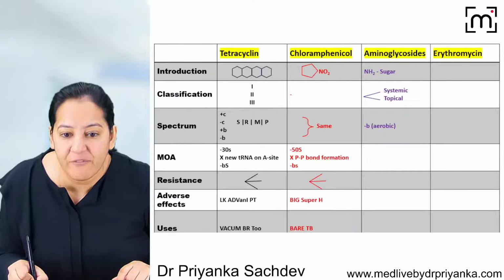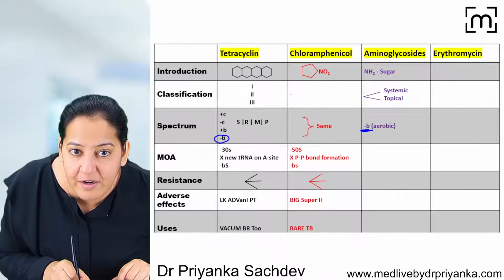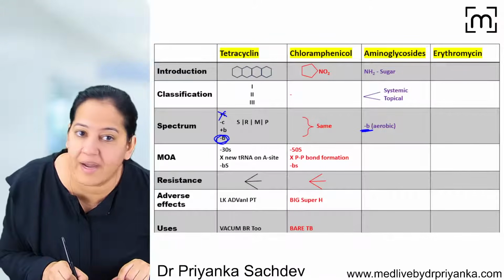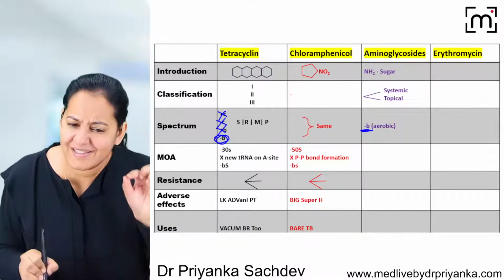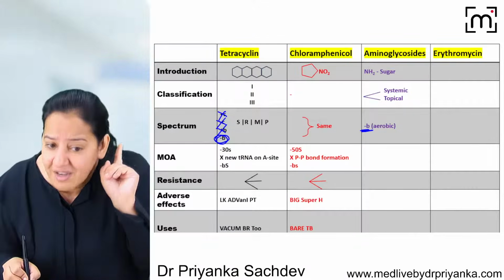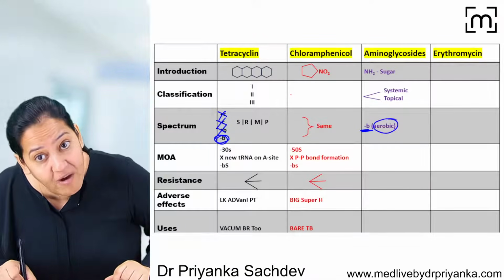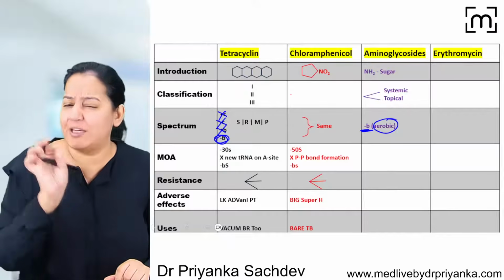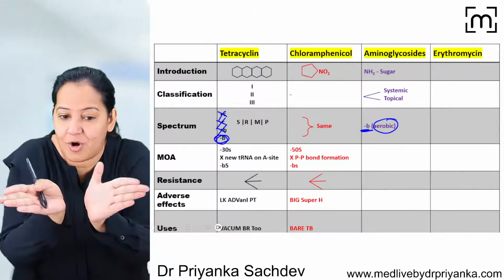Here it is acting only for gram-negative bacilli. It is acting only for this category, gram-negative bacilli, not for cocci. Neither gram-positive cocci, nor gram-negative cocci, nor gram-positive bacilli. It is having a limited spectrum. That is gram-negative bacilli, and in that also only aerobic. Only aerobic gram-negative bacilli, to be specific. It's very narrow spectrum. It's not broad spectrum.